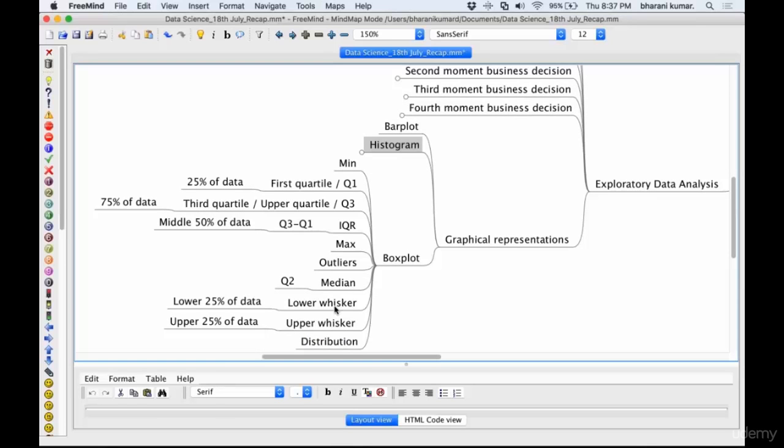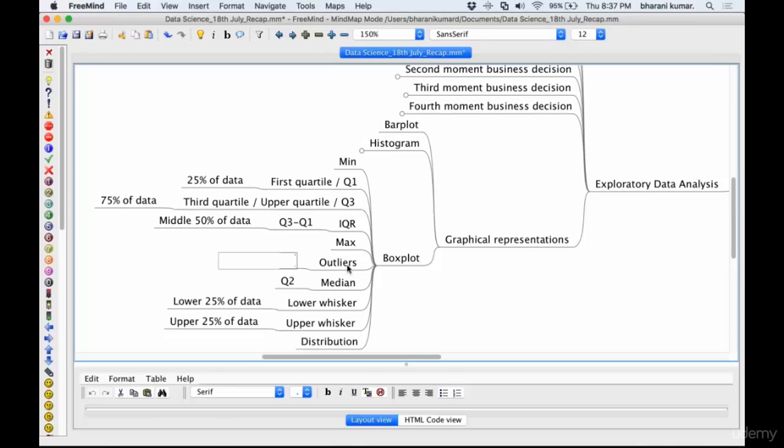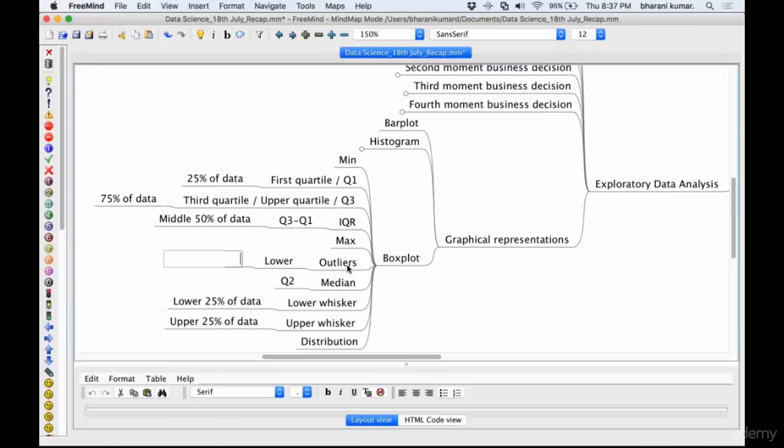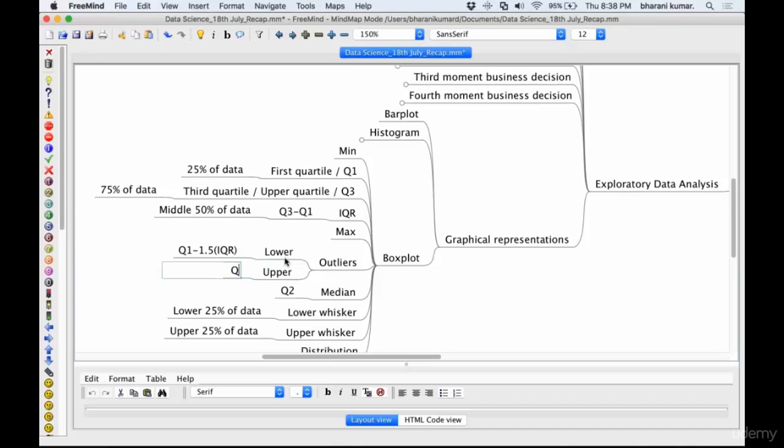And how are the outliers calculated? Toward the lower side, the formula is Q1 minus 1.5 times the interquartile range. And on the upper side, it is Q3 plus 1.5 times the interquartile range.